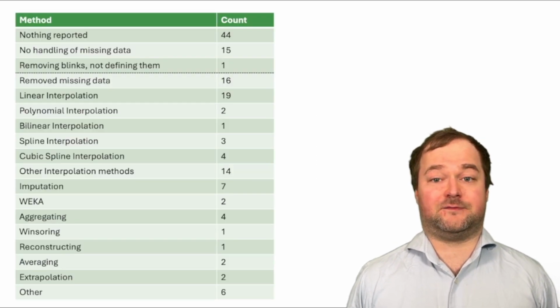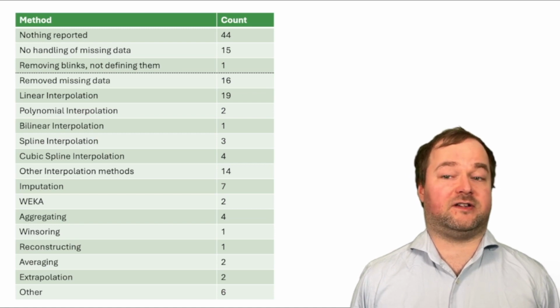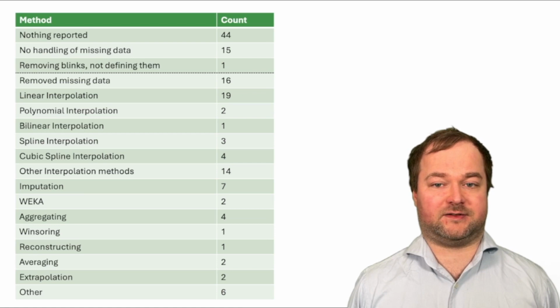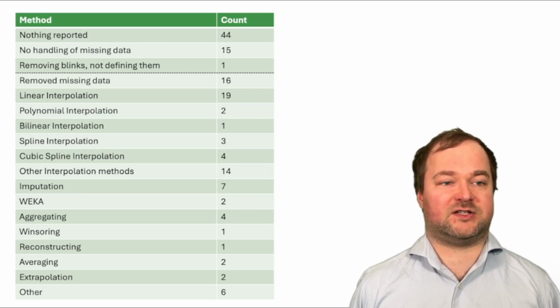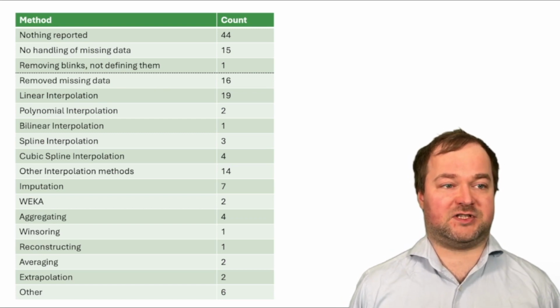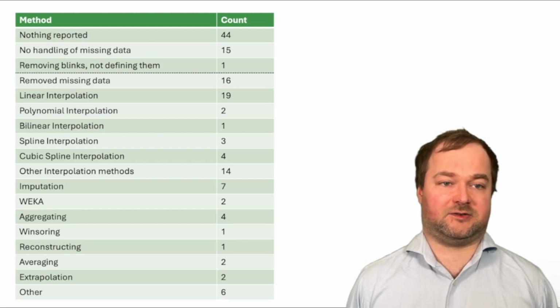From these 140 studies, 44 papers did not report on how they dealt with missing data from their experiment or acknowledge the existence of it. 16 additional papers had insufficient information to be fully included, as they had no handling of the missing data, or they simply said they would remove blinks, but they did not define them.